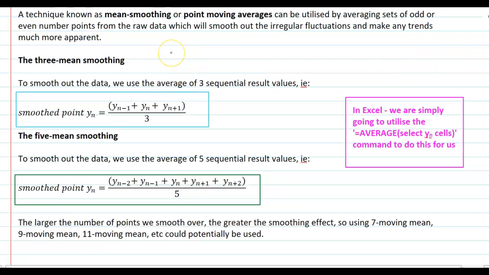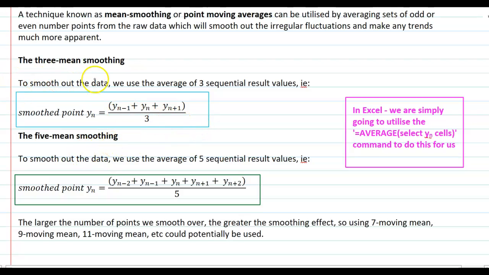We're going to use a technique called mean smoothing, or point moving averages, and we utilize our skills on averaging a set of numbers. This can be done with an odd or even number of points selected from the raw data, and those averages will smooth out irregular fluctuations and make any trends much more apparent. We're going to start off with odd mean smoothing, and for the purposes of this lesson we're focusing on 3 mean smoothing and 5 mean smoothing.